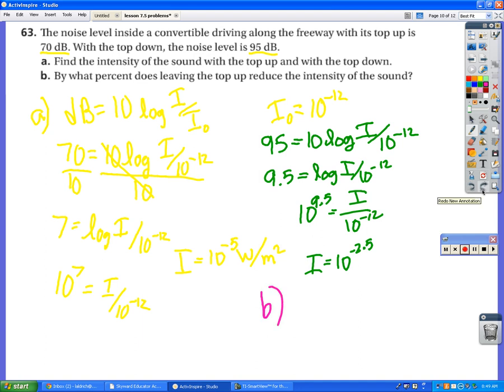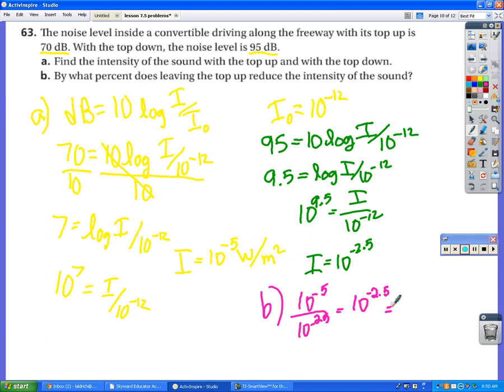Okay. So we reduced the sound to 10 to the negative 2.5, and it was originally 10 to the negative 5, right? Oops, sorry, I need the smaller number on top. So it should be 10 to the negative 5th divided by 10 to the negative 2.5. So what do you do when you're dividing those with the exponents? Subtract them. So negative 5 minus negative 2.5 is what? I'm subtracting a negative, so I'm really adding. So it'd be 10 to the negative 2.5.